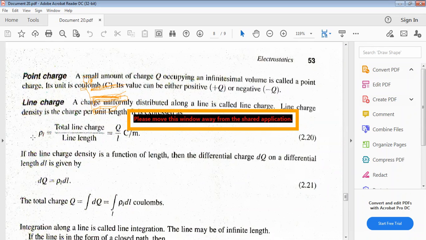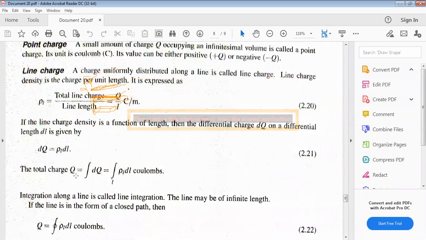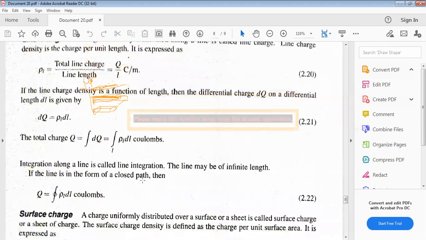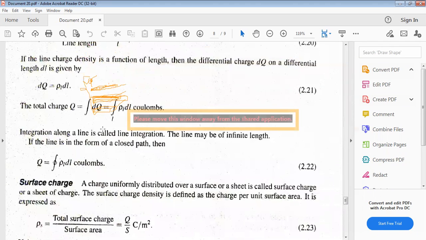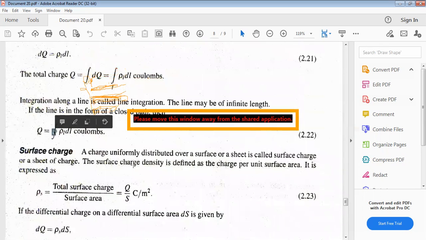So when you consider the differential length, dq equal to rho L dl. For the total charge, integrate on both sides: Q equal to integral of rho L dl. Remember this relation. Integration along the line is called line integration. This line may be of infinite length. If the line is in the form of a closed path, then Q equal to the closed integral of rho L dl coulombs.